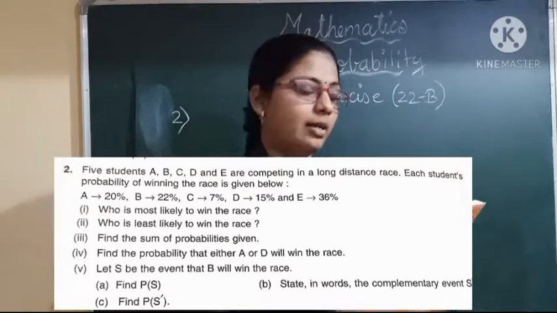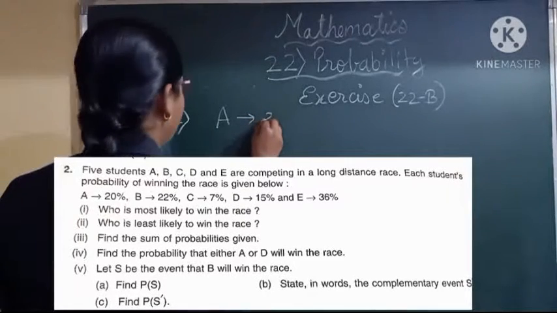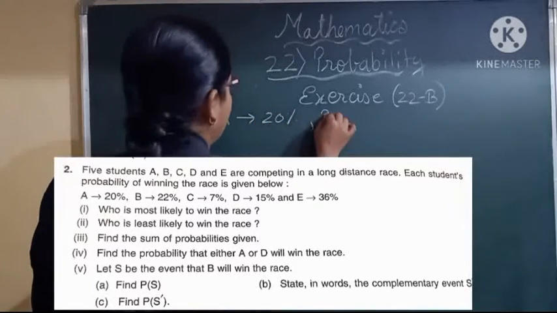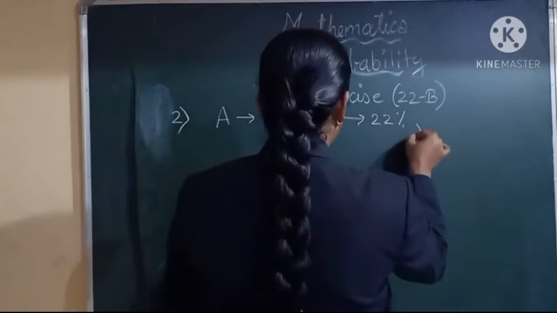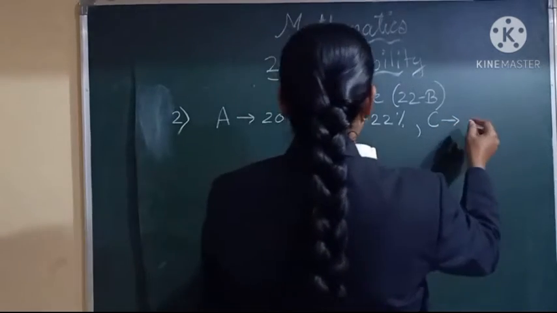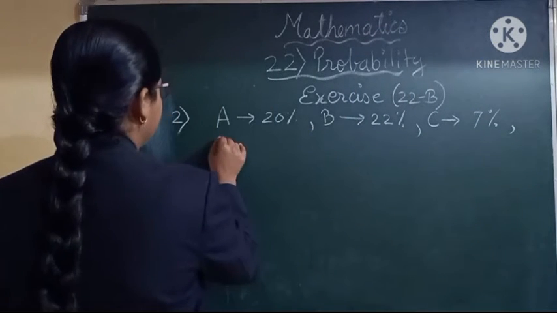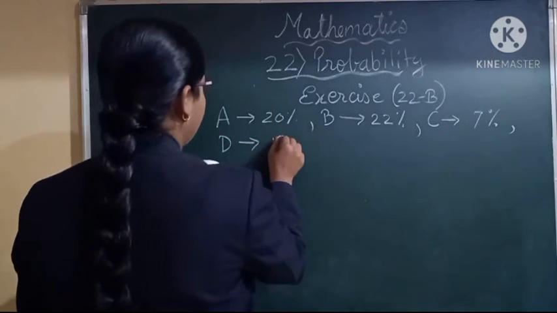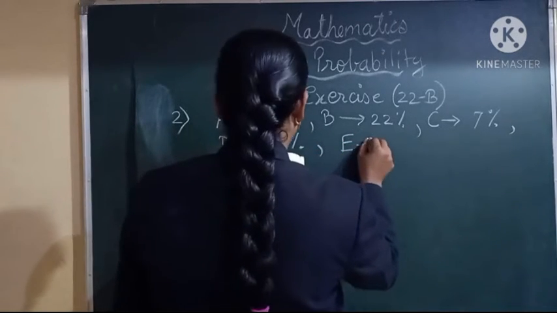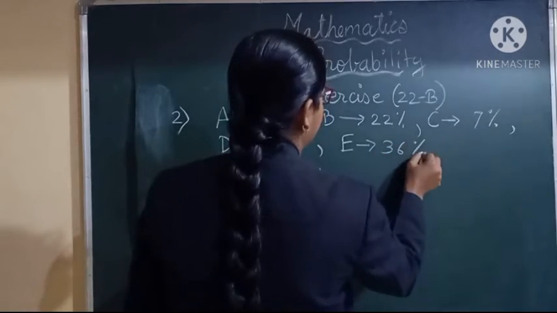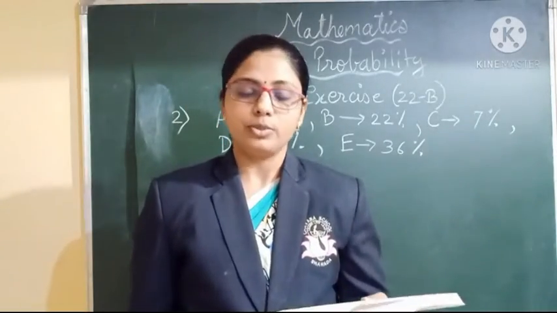So A, just write what is given. A has the probability of 20%. B has the probability of 22%. C has the probability of 7%. Then D has the probability of 15%. And E has the probability of 36%. Okay, this is the winning chances of the particular students.